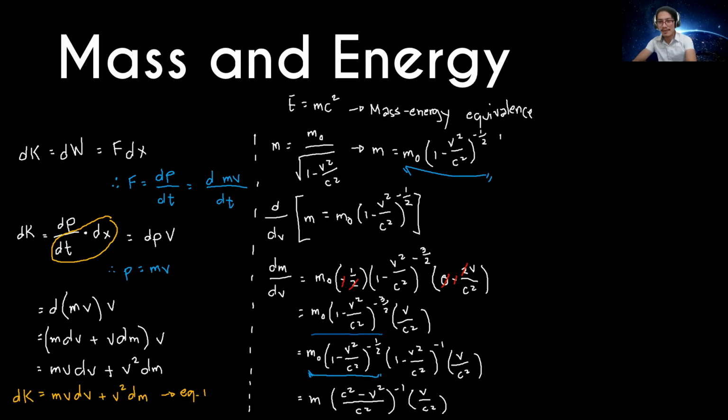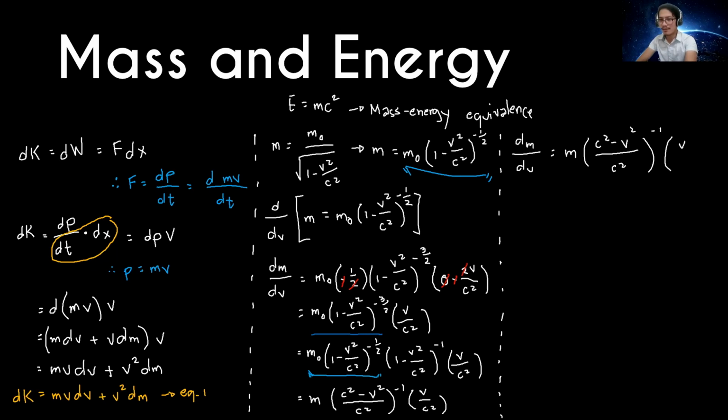Now, we will continue. Malapit na tayo matapos. Okay, so sulat natin dito ang equation. dm over dv is equal to m times (c squared minus v squared over c squared) to the power of negative 1 times v over c squared. Now, this is negative 1.